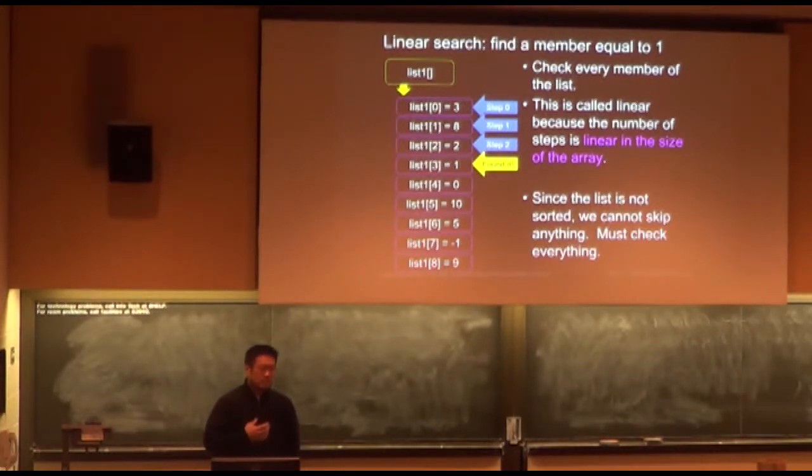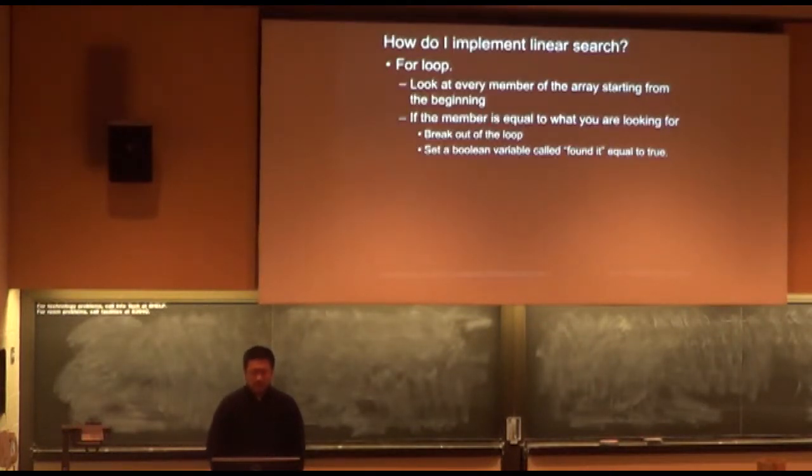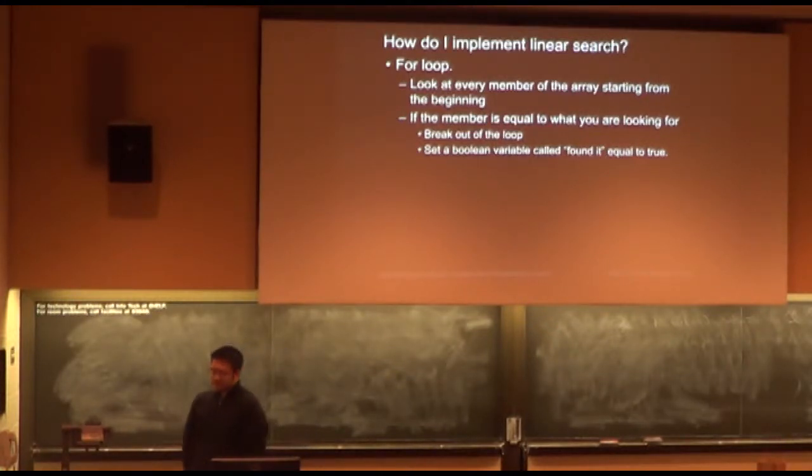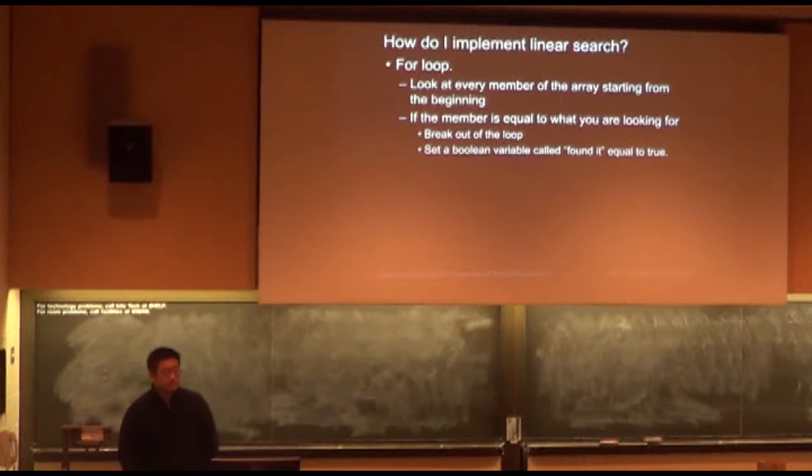But there are reasons for having linear searches that are not this basic search that I have here. And so for that reason, I encourage you to think about how those variations can happen. Okay, so how do I implement this? Generally, this is implemented with a for loop.